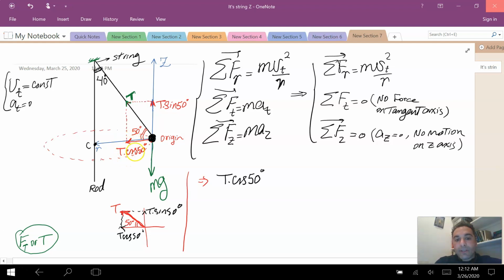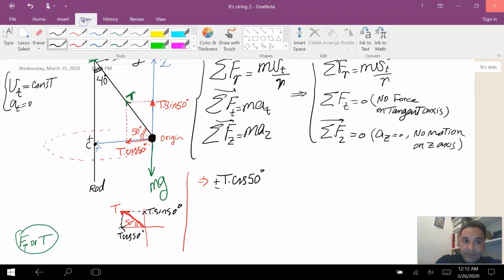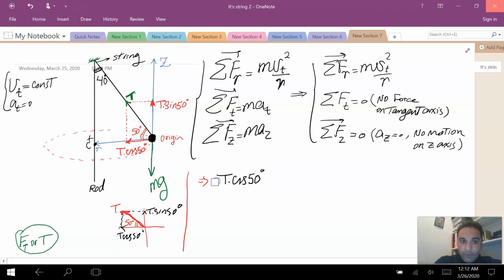That arrow is T cosine of 50, so I'm going to write T cosine of 50 here. Okay? Do you see any other force? No. And this T cosine of 50 must be positive or negative. What is your answer? Answer is positive. Why? Because it's toward the center, and anything toward the center is what? Remember, it's positive, guys. So T cosine of 50 is equal to m times tangent velocity squared divided by r. So I wrote this.